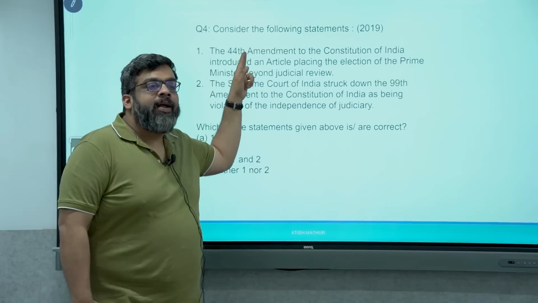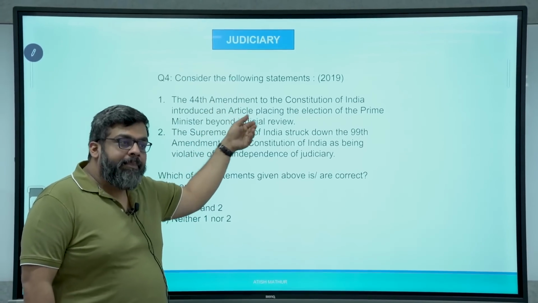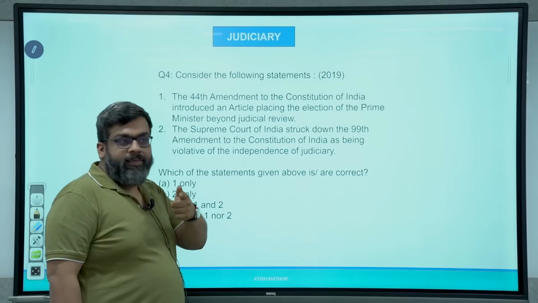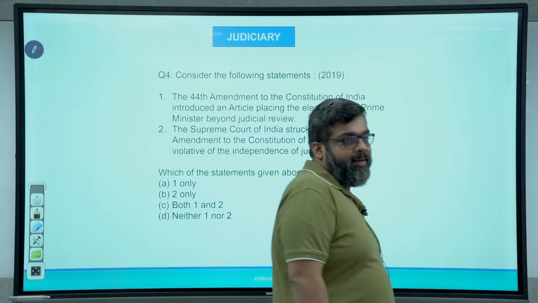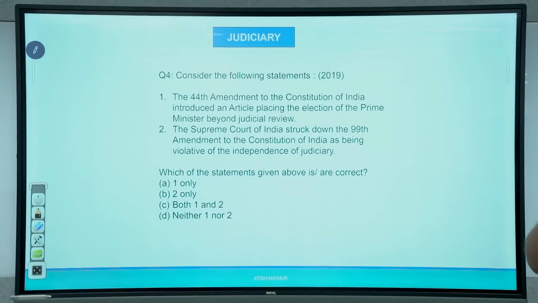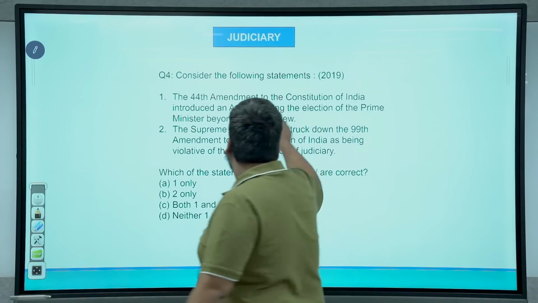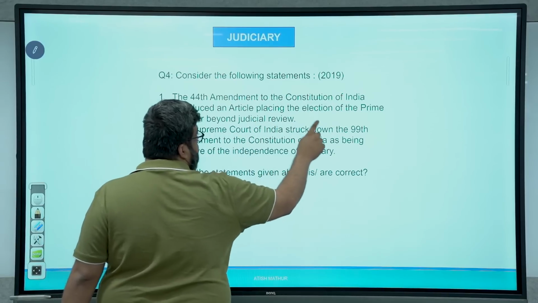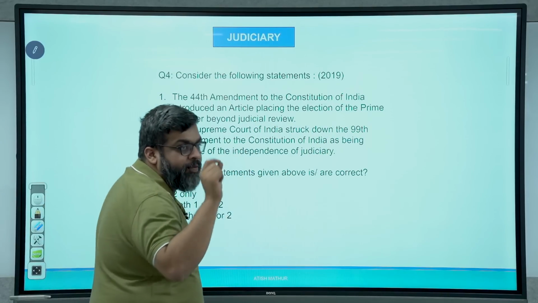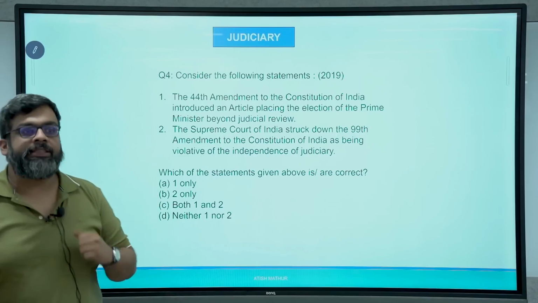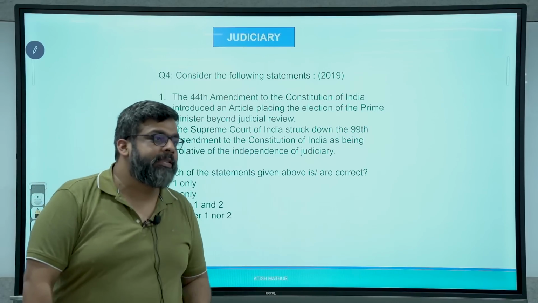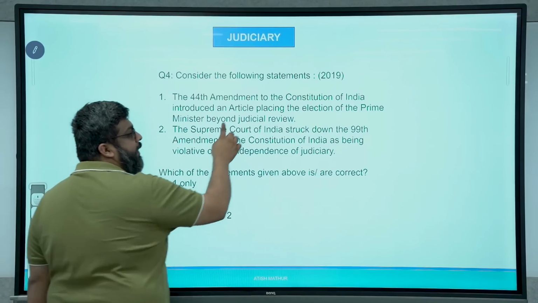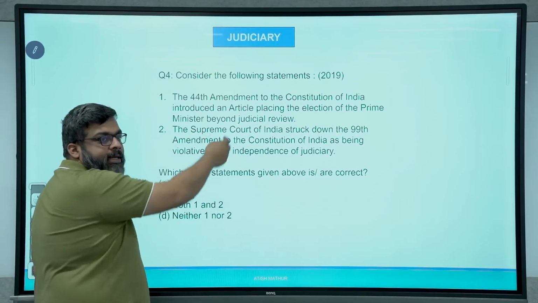The 44th Amendment was the good one. It was also not even the 42nd. 39th Amendment. The ones before the 42nd were shady. Yes, the 39th to 42nd messed things up, the 44th cleaned up, right? The 44th Amendment to the Constitution introduced an article placing the election of the Prime Minister beyond judicial review. Now, even if you don't know the 78th, the 76th, the 39th, judicial review is not written anywhere, so how will you add an article of judicial review?